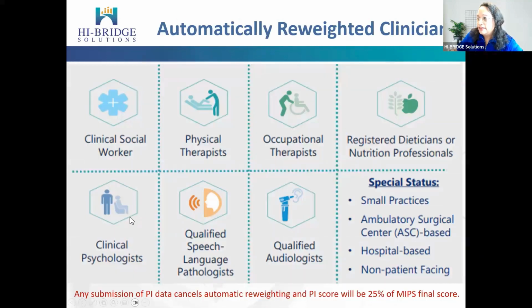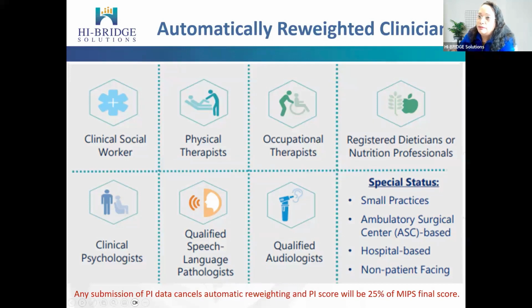to who is automatically reweighted in the Promoting Interoperability category. All small practices. So 15 or fewer clinicians in your practice, that means you are under this special status and will receive an automatic reweighting for the Promoting Interoperability category, as well as if you fall under any other of these clinician types. Also, if you're an ambulatory surgical center-based clinician, hospital-based, non-patient facing. However, if you're part of a group, your clinician's part of a group and they report anything for PI, any submission of Promoting Interoperability data cancels the automatic reweighting, and your Promoting Interoperability will be part of your final score weighted at 25%. So this is something to consider.